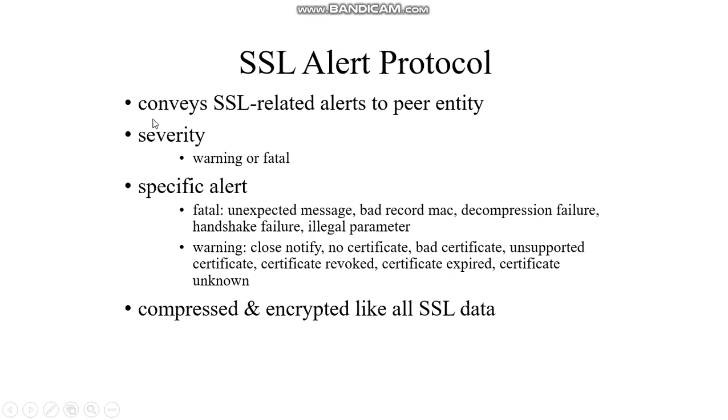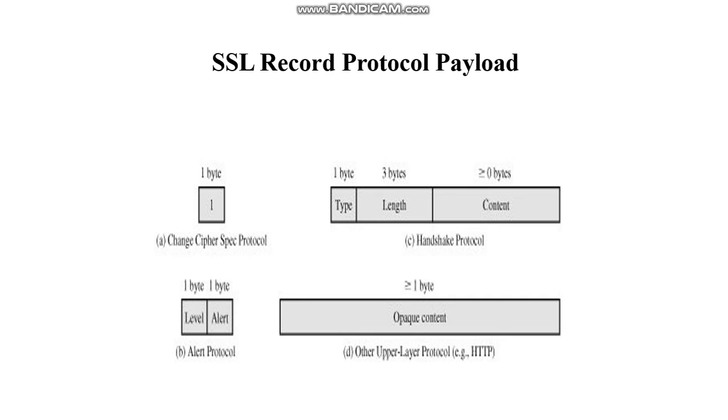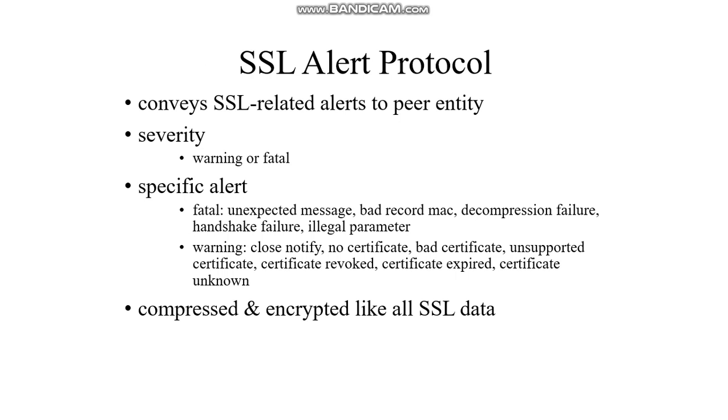The alert protocol is used to convey SSL related alerts to the peer entity. The alert messages are compressed and encrypted by the current state. Each message in this protocol consists of 2 bytes. The first byte takes the value of warning or fatal, and the second byte contains a code that indicates the specific alert. First, the alerts that are always fatal.